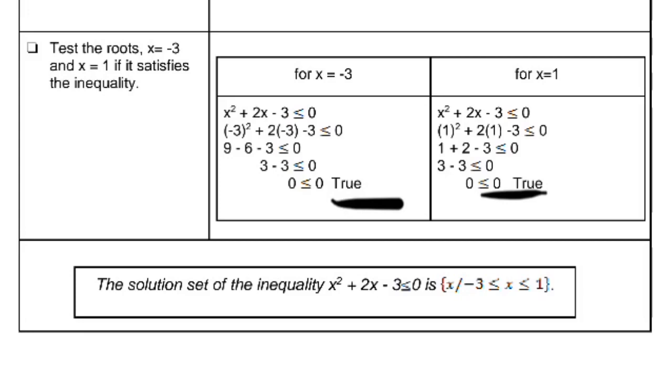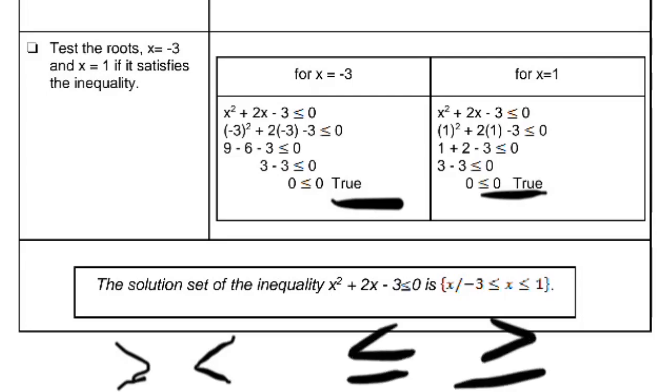Now your clue here is the inequality sign. If the inequality sign is greater than or lesser than, then the roots that we have computed are not part of the solution. While if we're going to have lesser than or equal to or greater than or equal to, we can say that the roots here that we have solved are part of the solution. So for example, this one, negative 3 and 1 in x squared plus 2x minus 3 lesser than or equal to 0.